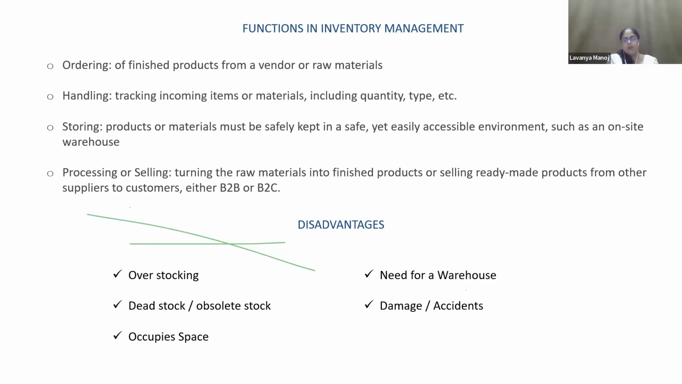Many things are there. So to avoid all those difficulties, to completely avoid the storage thing, you make use of the just-in-time technique, the JIT technique. In that case, there is no need for the warehouse or the inventory storage unit. Clear? And finally, damage and accidents, if not properly handled.